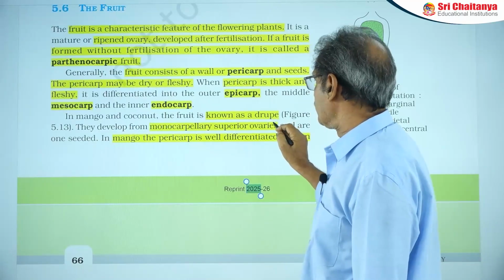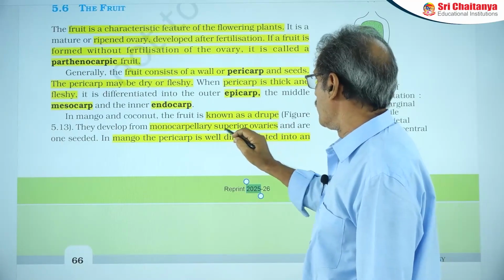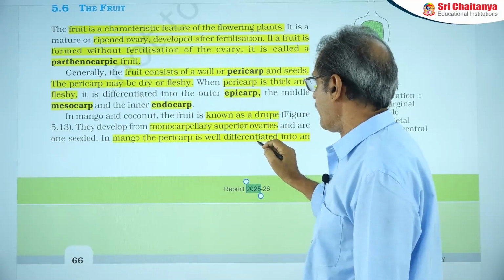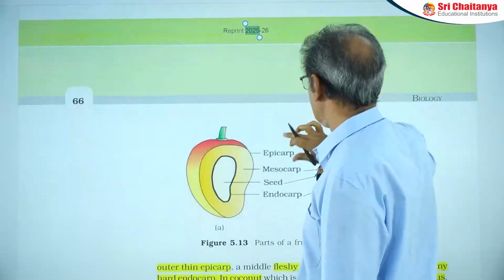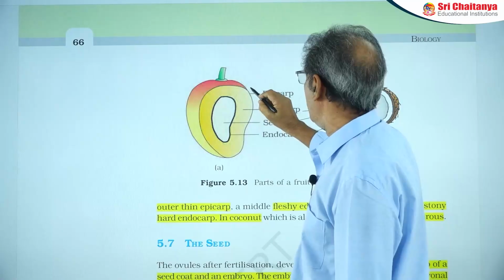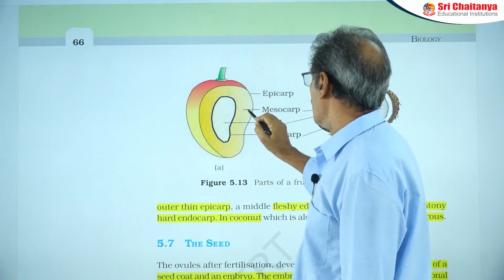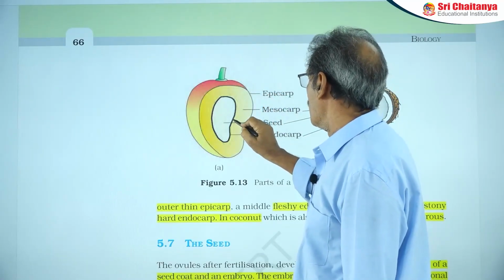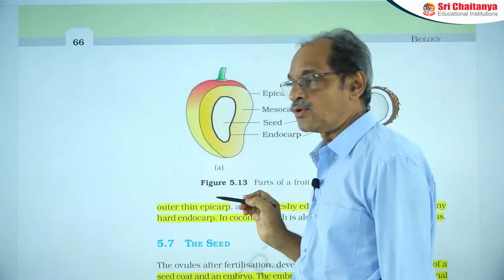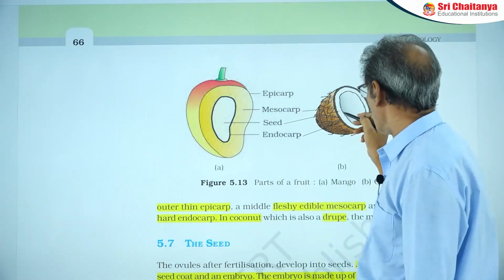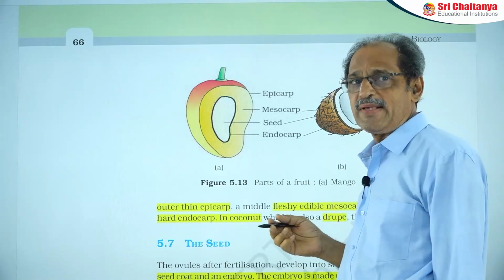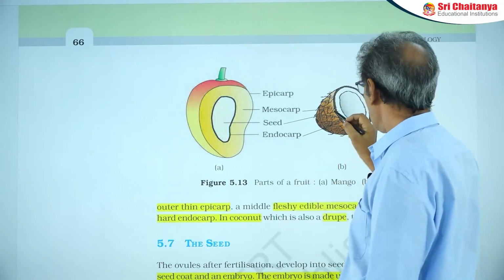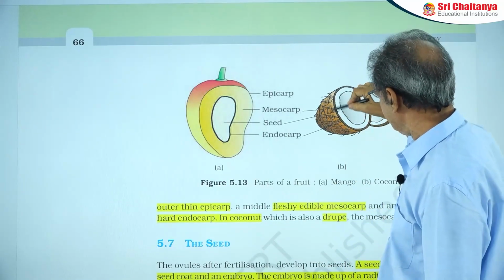The important feature of the drupe is that it generally develops from a monocarpellary superior ovary. In mango, the pericarp is differentiated: outer one is epicarp, leathery; middle one mesocarp, fleshy; and endocarp is stony, an important feature of drupe. Same in the case of Cocos nucifera: epicarp is leathery, mesocarp is fibrous, endocarp is stony. This is the stony layer.